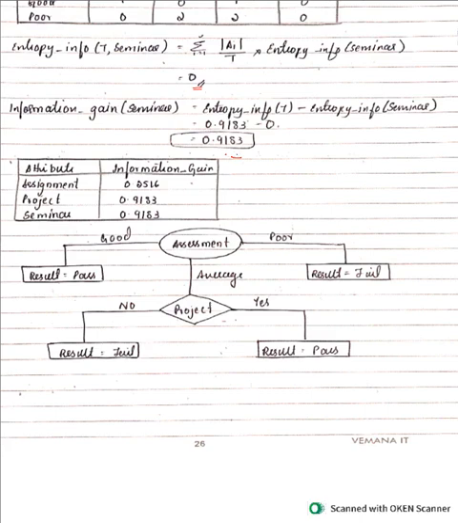Now list out all the information gain for assignment, project and seminar. We get 0.2516, 0.9183, and 0.9183. If you see here, there is a tie. Project and seminar both are yielding 0.9183. If you get a tie like this, you can choose any of the attributes as the subtree. You can choose either project or seminar as a subtree. You can go for any one of these. Now I have chosen project as my subtree. So now I'm reconstructing my decision tree.